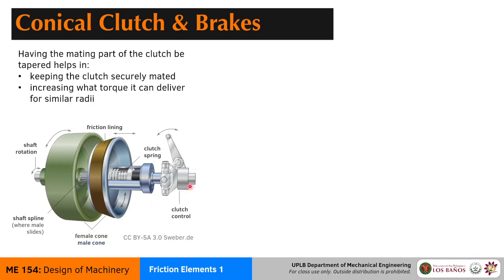Now you have your same method of engagement. You have an offset lever here. This one is connected to the clutch control. And of course, depending on the position of that clutch control, your female cone will engage with the male cone or disengage.